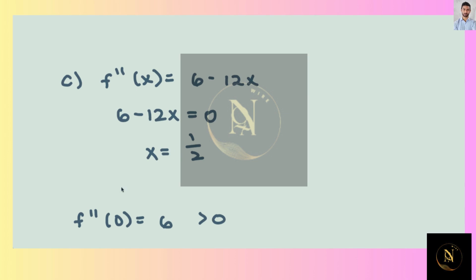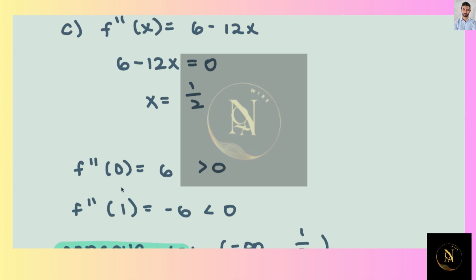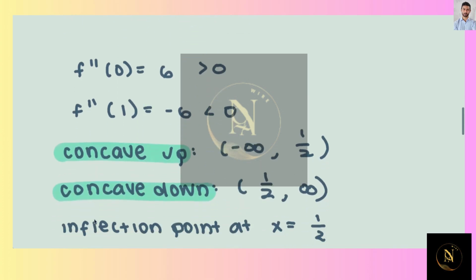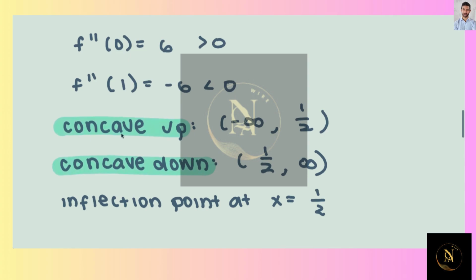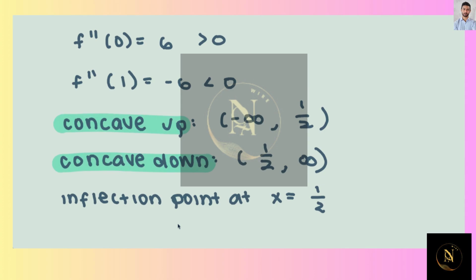So then what we can do is pick two numbers within our interval and test for their sign. So f double prime of 0 equals 6, and that is greater than 0. f double prime of 1 is negative 6, and that's less than 0. So what does that mean? That means we see a concave up behavior from the interval negative infinity to 1/2, and a concave down behavior from 1/2 to infinity. And then because we switch from concave up to concave down, we have an inflection point at x equals 1/2.